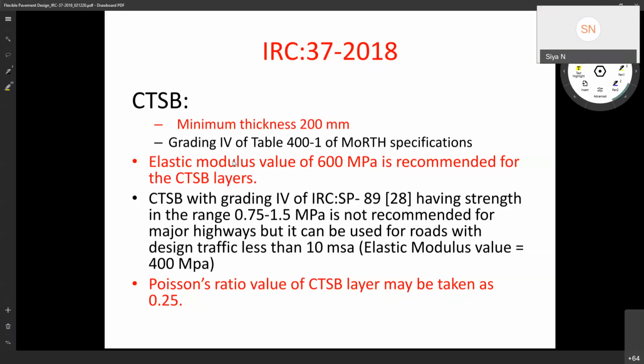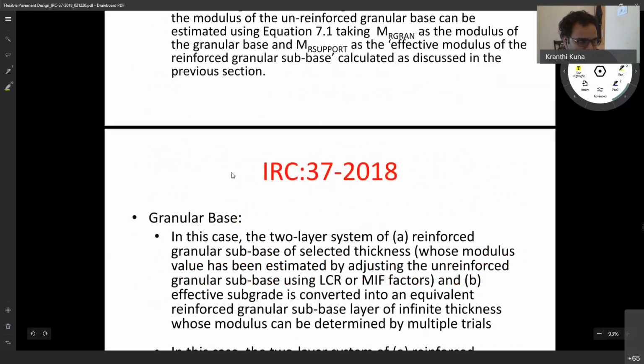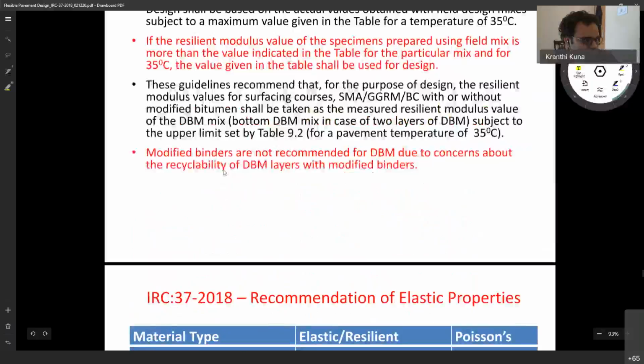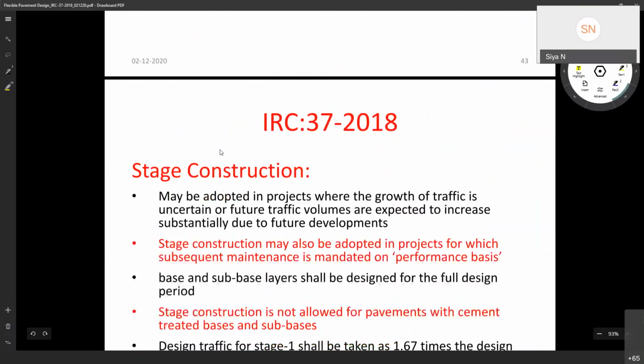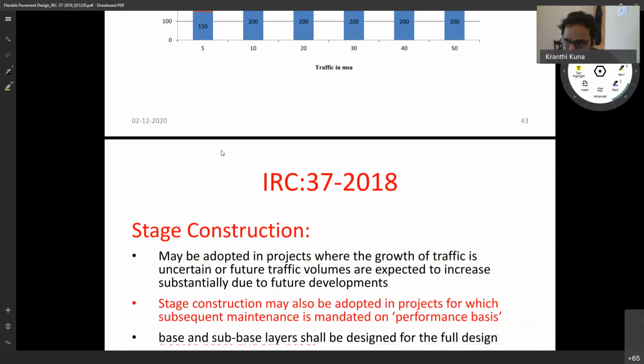So, I will discuss in this one. In IRC 37 there is a clause called staged construction. Yes, sir. Staged construction, which I will discuss in this presentation only. Maybe if possible today; otherwise, definitely I'll be touching on it. I have a slide as well on staged construction, which I will touch on for this point you are discussing.